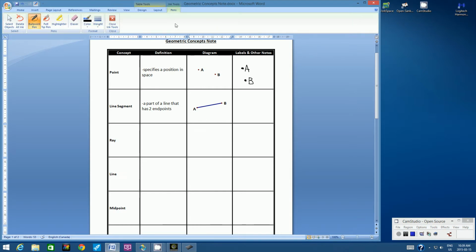So how do we label them, or how do we write them in a mathematical sentence? We have line segment AB. We have the two endpoints, and then we just place a slash or a dash over the top. Or this line could also be labeled line segment BA. There is really no direction for a line segment. So we have line segment AB or line segment BA.